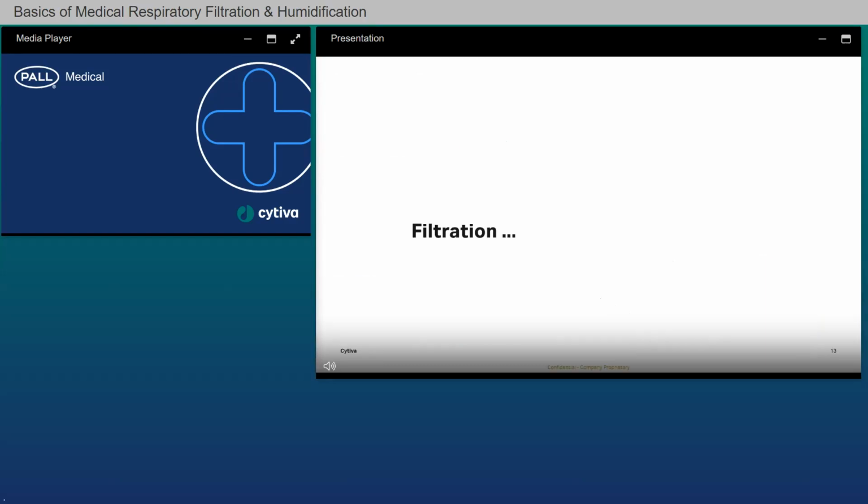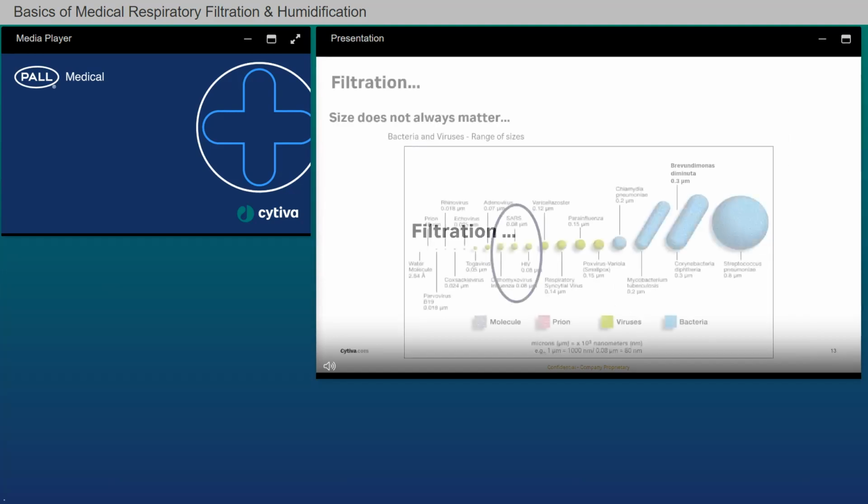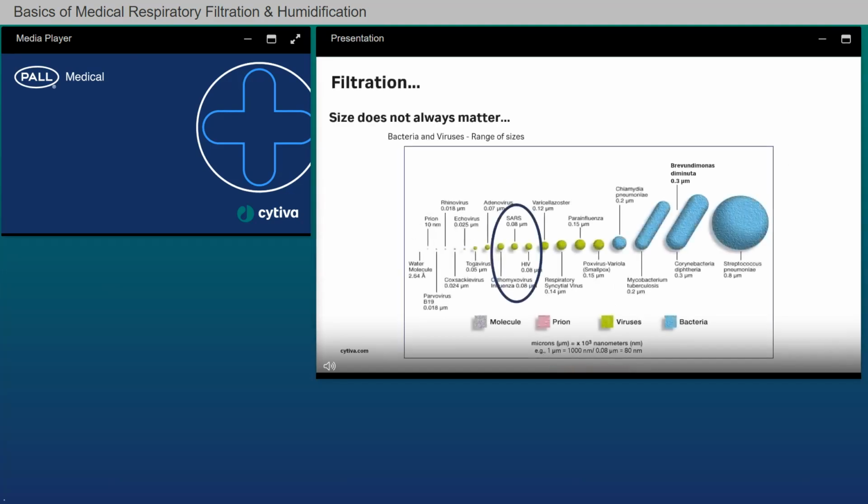Now we'll add a bit of filtration mechanics. A quick look at some sizes, starting on the right with the big ones, the bacteria, going over to the left into viruses, prions, etc. I just highlighted some of the viruses. About 0.08 micron or 80 nanometers. That is pretty small, right?